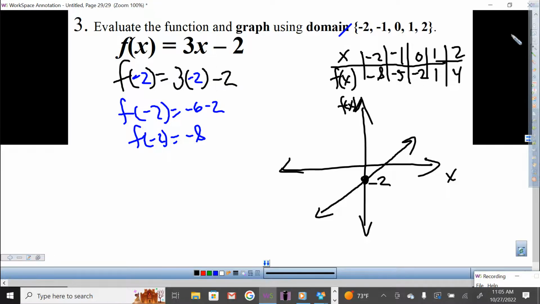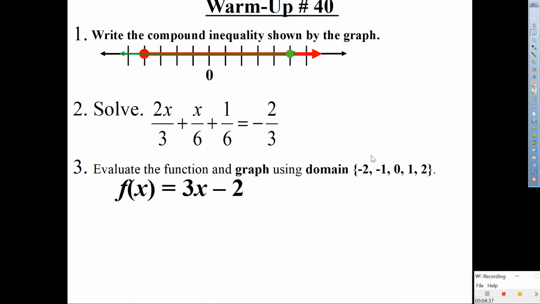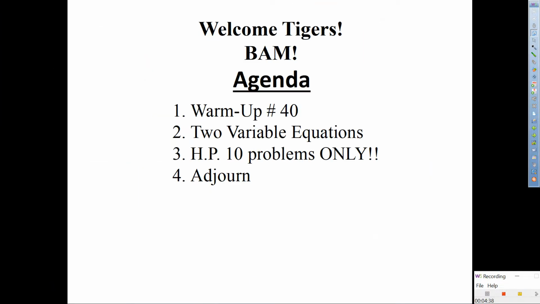Let's go to the agenda for today. We got warm-up number 40 done. And we're moving on, guys. Let's go. Two variable equations. Oh, yeah, we got this. So the word for the school year is, here it goes, graphing. There it is. Look at that stack of graph paper over there. You guys see it? Let's go.